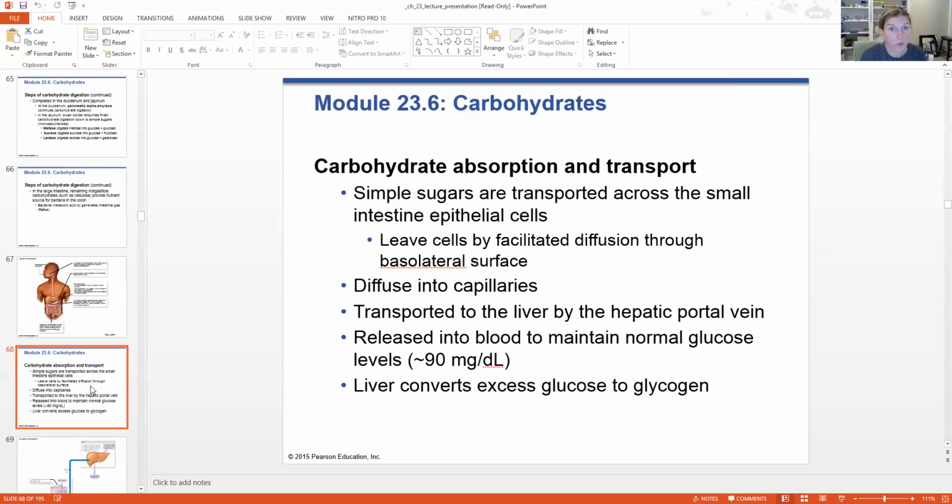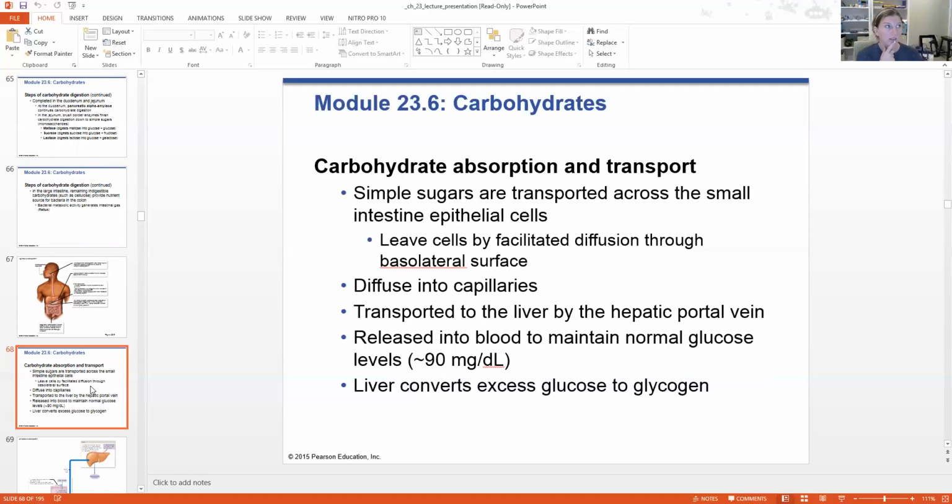Well, simple sugars go right through the small intestine membrane. They leave the cell through facilitated diffusion, and they diffuse right into the capillaries. So they're transported to the liver through the hepatic portal vein. Very simple transport process here. They go into the blood and maintain normal blood glucose levels around 90, right? And the liver is going to take anything above 90.